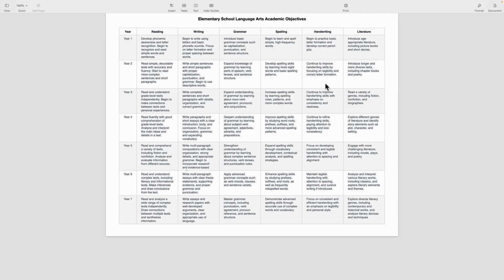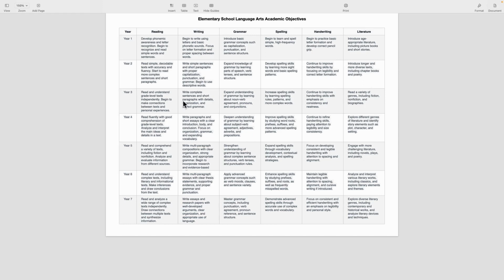So I copied it into this document, and in Pages, it copied it as a table, which I like. And then I just reformatted it. I made the text smaller, centered some things, moved the document into landscape mode instead of portrait mode so it would all fit on this one page. Added a title, and there you have it. It's a one-page cheat sheet for academic objectives for me for elementary school.